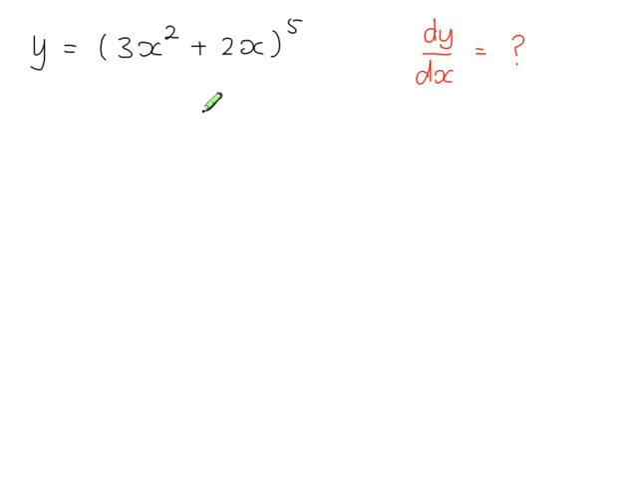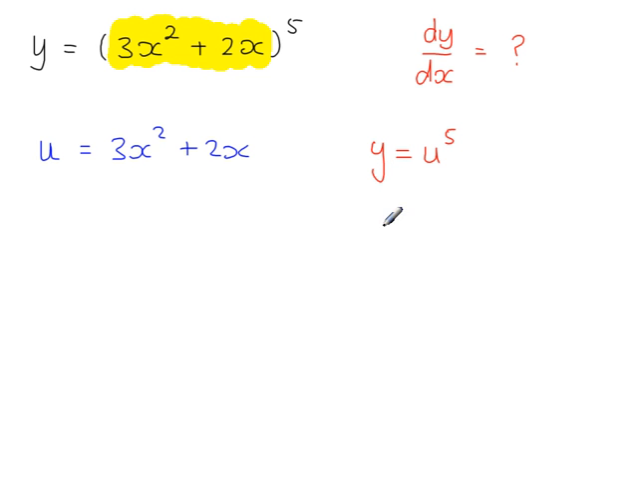To differentiate this, you have some function of x inside the brackets, and I'm going to use the substitution that u is equal to, and I've just made up that letter, I could have used something other than x or y, u is equal to 3x squared plus 2x. If u is equal to 3x squared plus 2x, then y is equal to u to the power of 5.